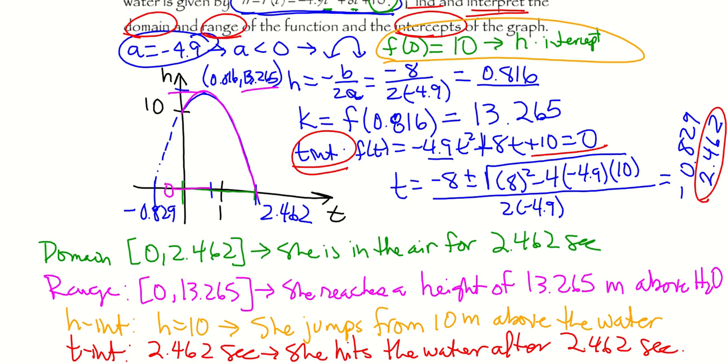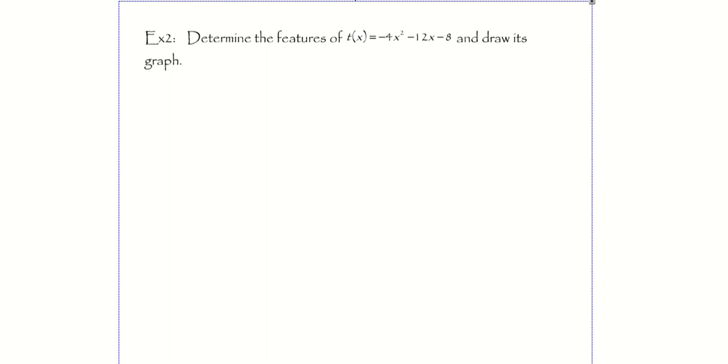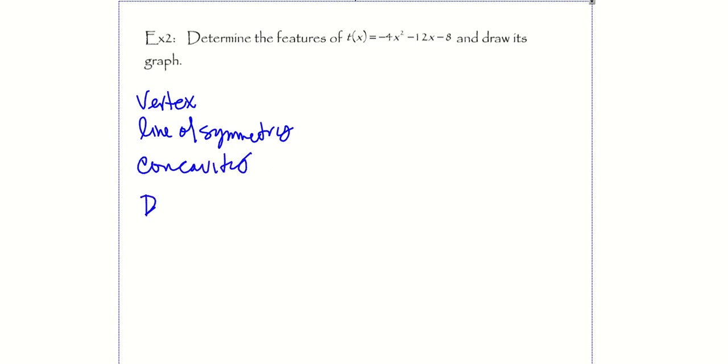Let's look at another example. Okay. So we want to determine the features of this quadratic. So let's come in and review what our features are. So we want to find the vertex. We want to find the line of symmetry. We want to determine the concavity. We want to find the domain. And we want to find the range. And then we're going to draw the graph.